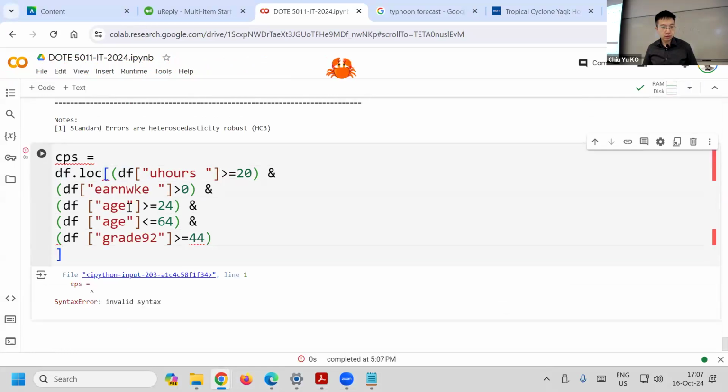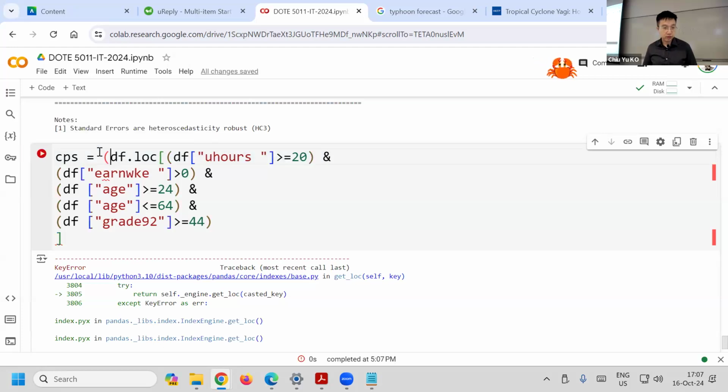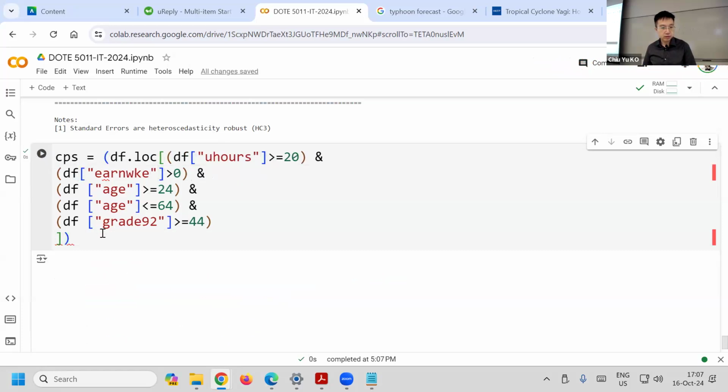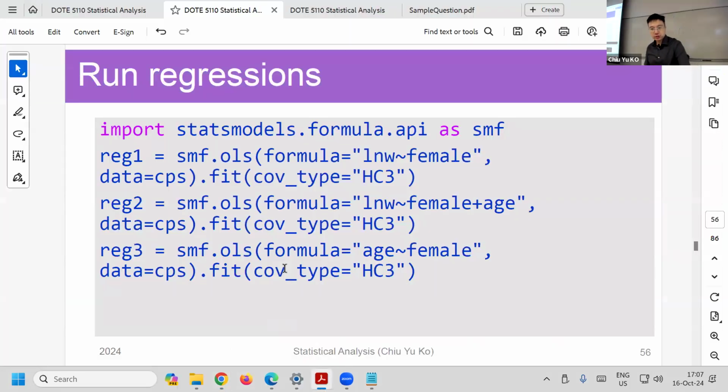It's working. A copy bracket to make sure everything is all right. This empty space. Okay, so that is working. And now we can finally run a regression model.